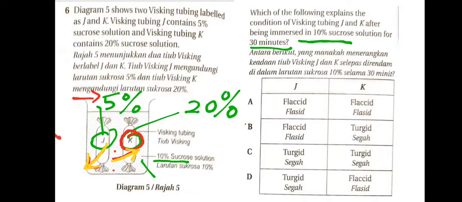A: J become flaccid. Correct, flaccid because water moves out. J will become flaccid. K become flaccid is wrong, because water moves in so it does not become flaccid. B: J flaccid, correct, K become turgid. This one is correct, fresh. So we have found our answer. Our answer is B. It is clearly answer B. So C and D are wrong answers.